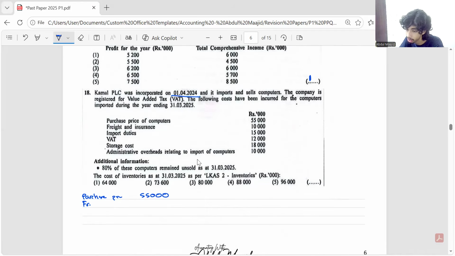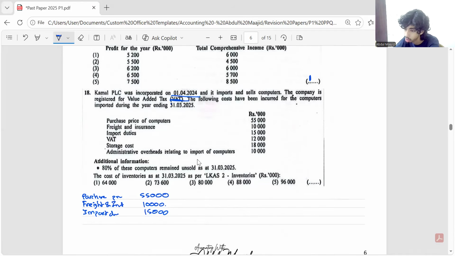Freight and insurance you will add. Freight and insurance 10,000. Import duty you will add. Import duty 15,000. VAT. Now this is a VAT registered business. The VAT amount will go to the VAT control account.